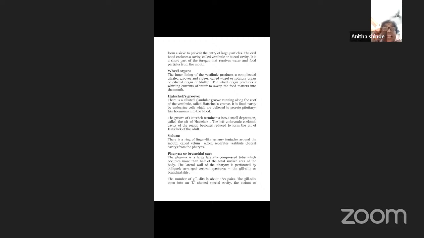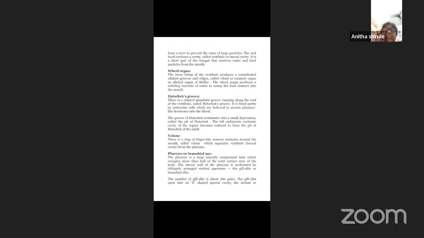The next is what? The velum. Now there is a ring of finger-like sensory tentacles around the mouth which is called the velum. Already we have seen the velum. So this will separate the vestibule, that is the buccal cavity, from the pharynx. So we can say the structures are: first is the mouth, followed by the oral hood and the buccal cavity. And before the buccal cavity joins the pharynx, you have the velar organ, then Hatschek's groove is present, followed by the velum.